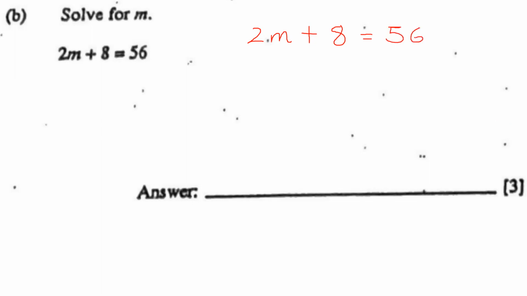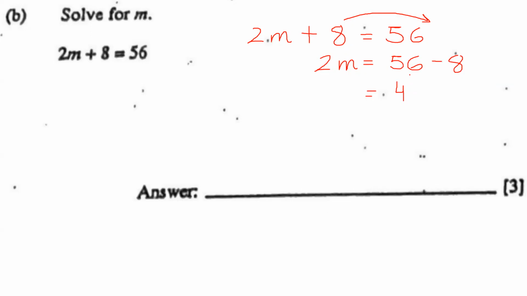All right, good. So the first thing we're going to do is send the 8 over the equal sign. Once we do that, we have 56 minus 8. It was positive. When you send it over the equal sign, it becomes a negative, minus 8. So 56 minus 8, this is still 2m. All right, what is 56 minus 8? That's going to be 42.